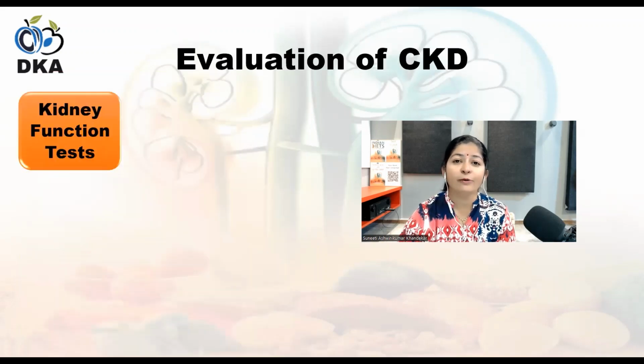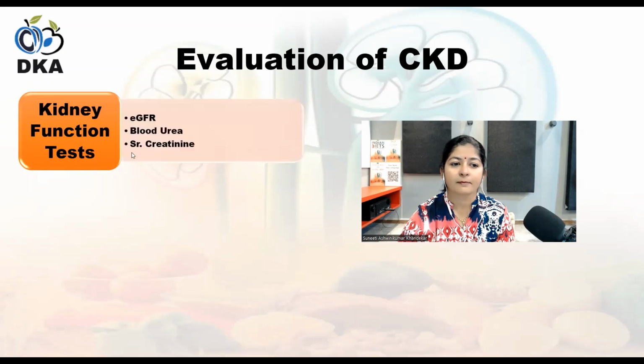Now, how do we evaluate chronic kidney disease? Kidney function tests are the first and the most important and the easiest way of diagnosing or evaluating a patient of chronic kidney disease, in which eGFR, blood urea, and serum creatinine are checked. Estimated glomerular filtration rate is low, and high blood urea and high serum creatinine are seen in patients of chronic kidney disease.